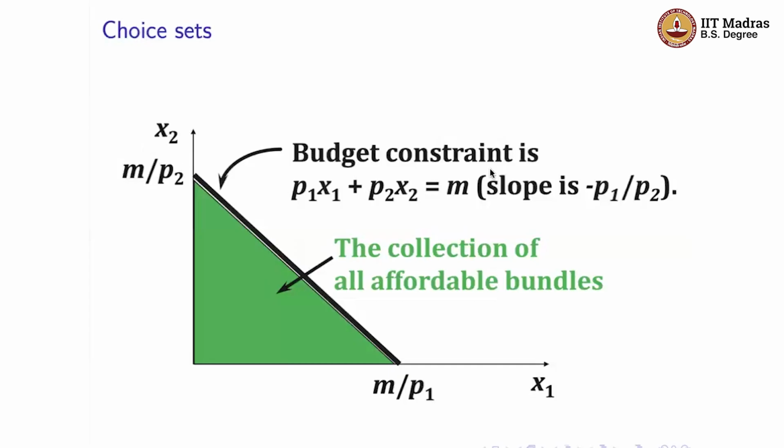What's the interpretation of the slope? Suppose you want to purchase one more unit of commodity one; how much less of commodity two are you going to have to purchase? To purchase one more unit of commodity one, you require P1 amount of money. So you need to reduce your expenditure on commodity two by P1, and therefore you need to reduce your use of commodity two by an amount P1 by P2. That's where we get this slope. So this is the scenario in the static setting.